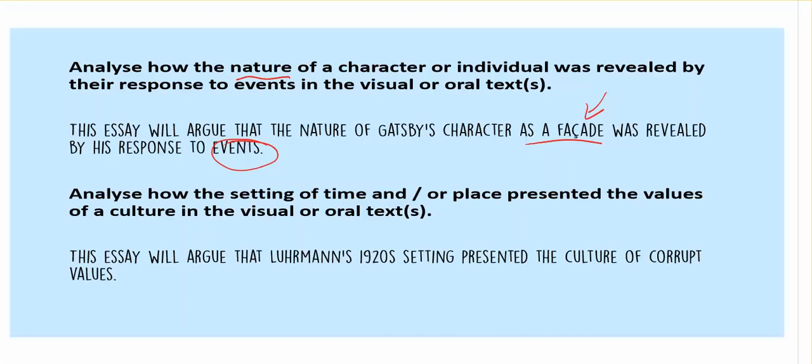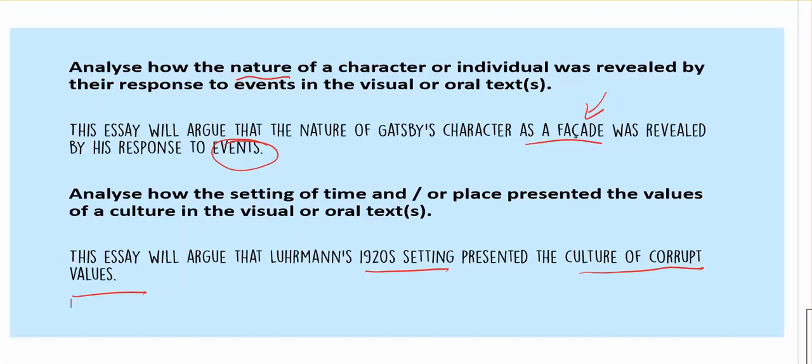Let's have a look at the last one. Analyse how the setting of time and or place presented the values of a culture in the visual or oral text. This essay will argue that Luhrmann's 1920s setting presented the culture of corrupt values. So again, I've said what I'm looking at. I've reworded the question slightly to give my take on what values I'm going to be looking at.